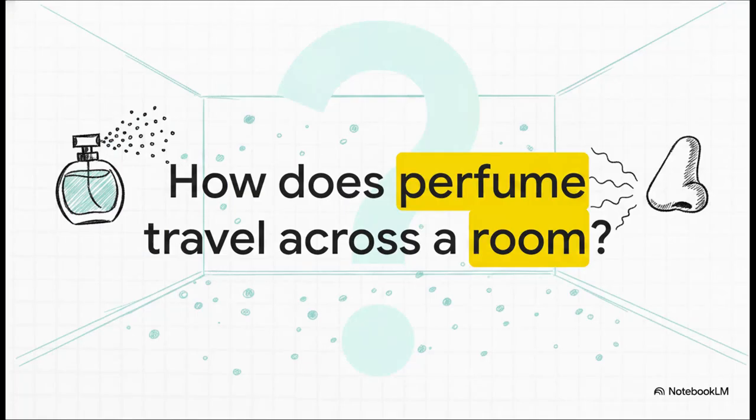Before we look at the mechanics here, I want to pose another quick micro-mystery to you. Imagine someone sprays a strong perfume or lights a scented candle on the complete opposite side of a large room. How does that fragrance seemingly travel through invisible, empty air to eventually reach your nose? Like, what is physically happening in the air?